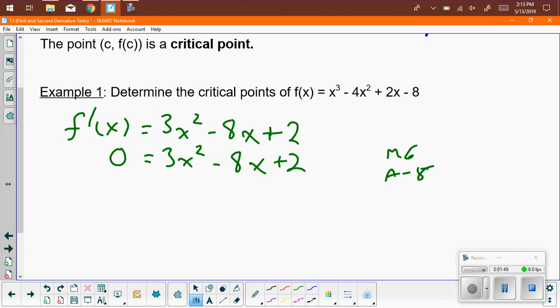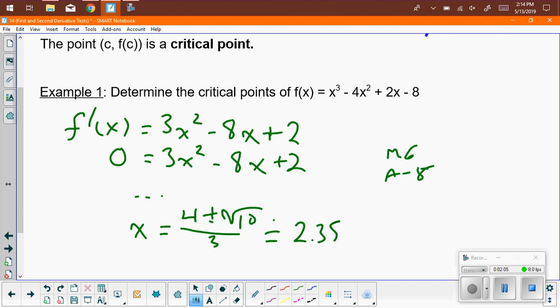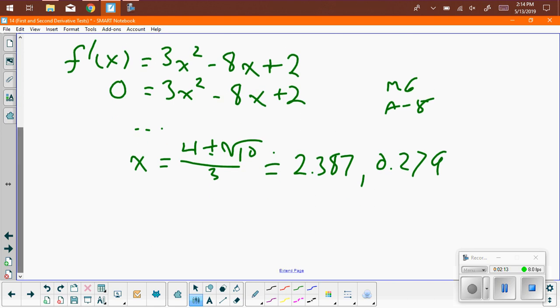And if we do that, we're going to get x is equal to 4 plus or minus the square root of 10, all over 3. So you get about 2.387 and 0.279. Those are my critical numbers. Those are the values that make my derivative 0.